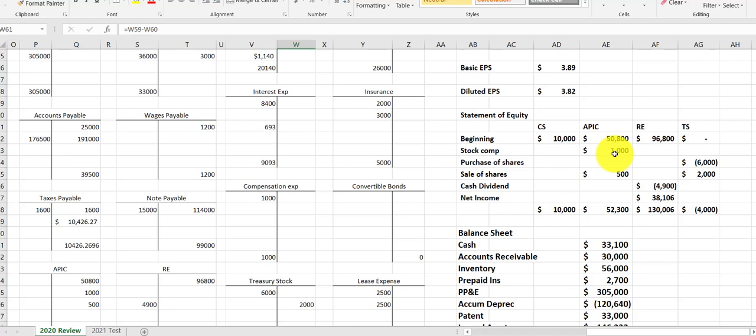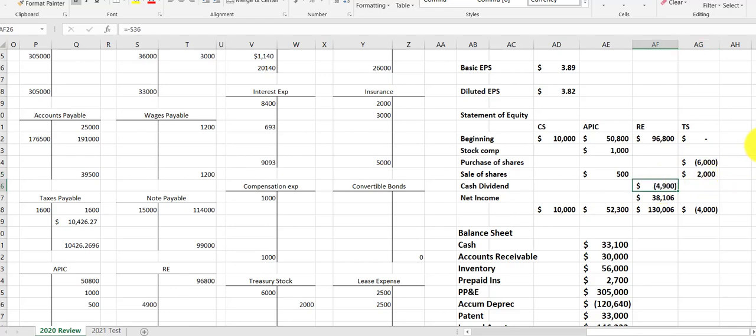Here's our statement of equity or changes in stockholders' equity. We've got the increase in additional paid-in capital from two places, the sale of treasury stock and our stock compensation. We repurchased the treasury stock. We kind of combined it. We had just one purchase there this time. The sale of treasury stock. There was no treasury stock to start with on our beginning balance sheet.